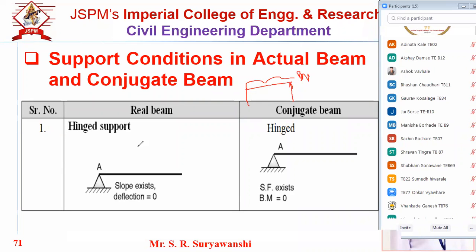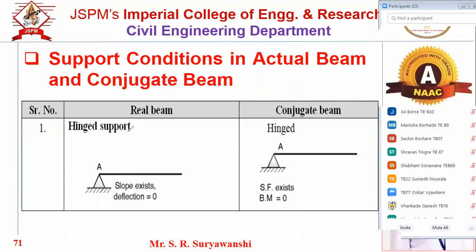If in the real beam in the problem one of the supports is a hinge support, then in case of conjugate beam, hinge will remain hinge. Hinge support असेल तर तो as it is hinge राहणार, change होणार नाही. Because the support condition will vary from actual beam or real beam to the conjugate beam. If it is hinge, hinge will remain hinge, no change. त्यामध्ये काही change होणार नाही.